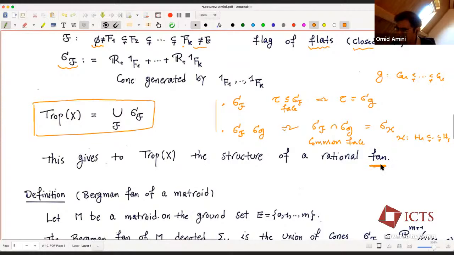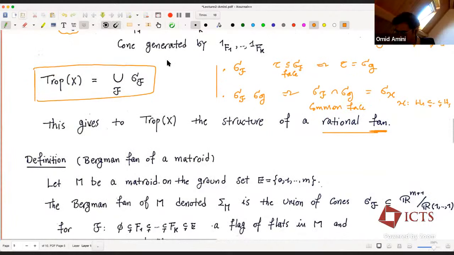And since each of these cones has rays which have rational coordinates, in this case, you see that these vectors are rational, then you call this a rational fan. So the claim is that the tropicalization of the complement of a hyperplane arrangement has the structure of a rational fan, and this fan structure is completely explicit in terms of the chains of closed sets inside the matroid. Okay, so this motivates now the definition of the Bergman fan associated to a matroid.